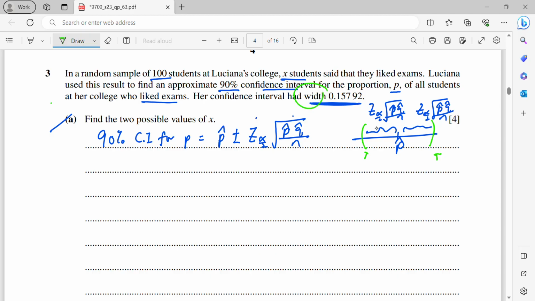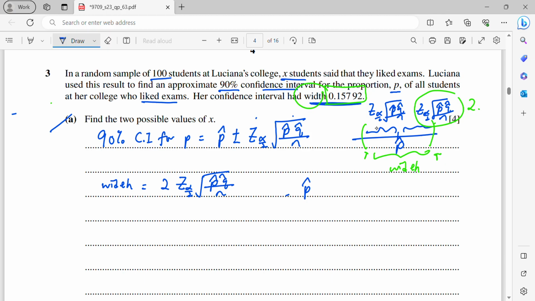And now you are given the width is this value, which means the width is here. This is the width. Okay, so based on this diagram, I know that width is actually double of the Z together with the square root. That will be the width. Okay, so now I will write width equals to double of Z alpha over 2 square root P hat Q hat over N.